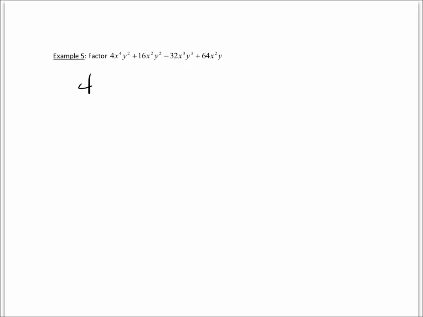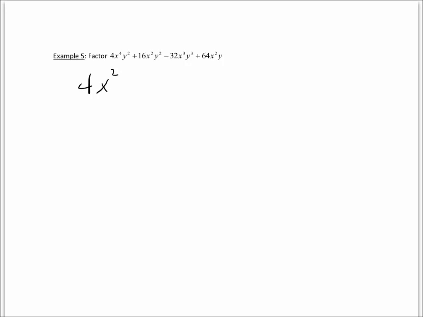Now let's look at the variables. We'll look at the x first and then the y. 4 x's, 2 x's, 3 x's, and 2 x's. Which means out of every one of these, I would be allowed to take out 2 x's. So part of my GCF will be x squared.